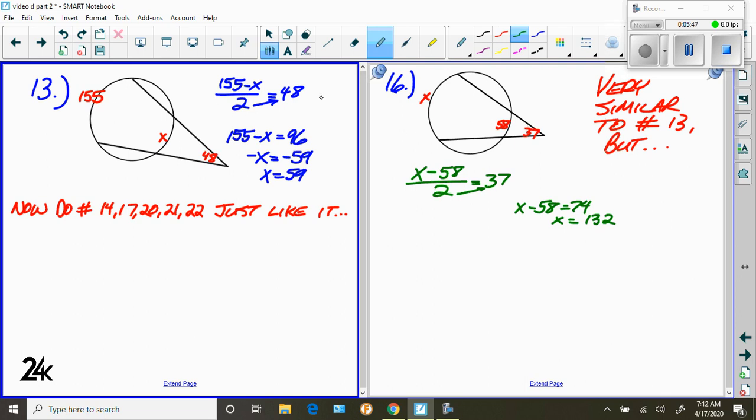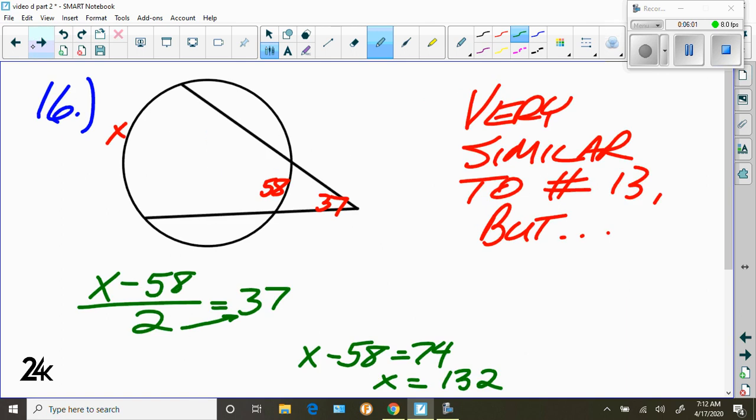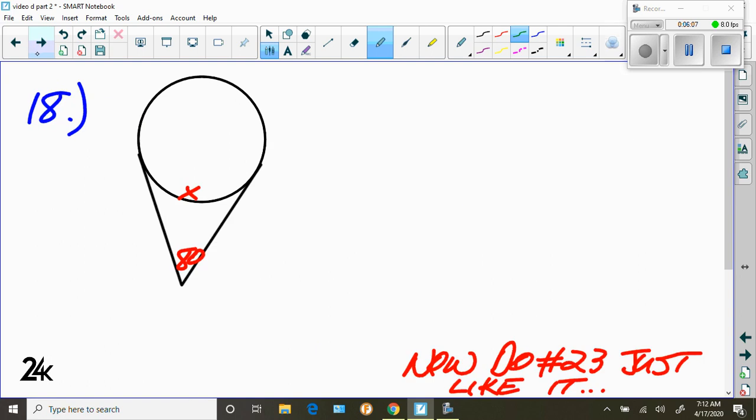Okay, it's still a subtraction problem, just like the one before it. But the X is the big arc this time. Over here, the X was the small arc. And there we go. Okay, number 16 is an original on this worksheet. Number 18 is just like number 23. Here's how you do it.